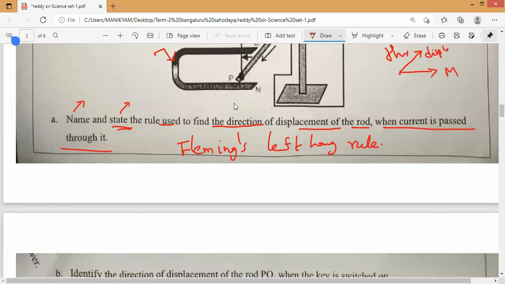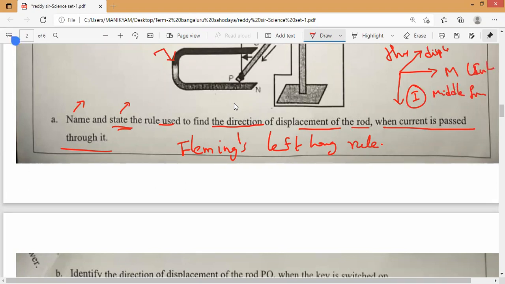And the next one is what, guys? Please respond. That is the direction of current. That is what we used to call the middle finger. Middle finger, and it is index finger. So that is what you have to write.